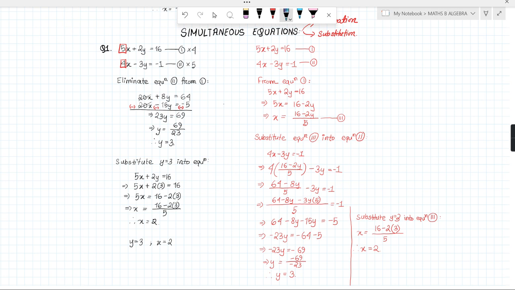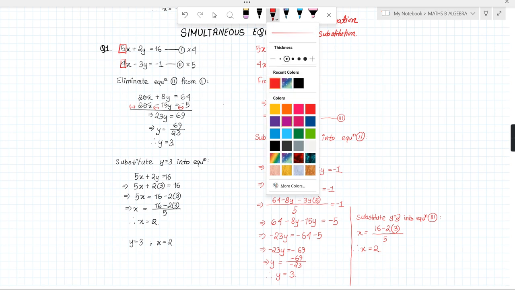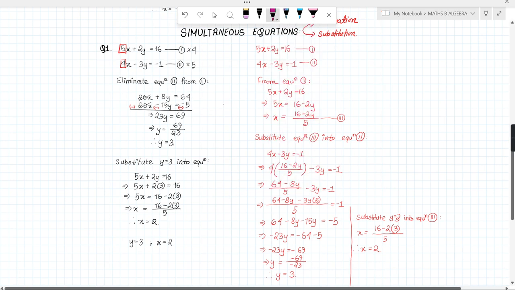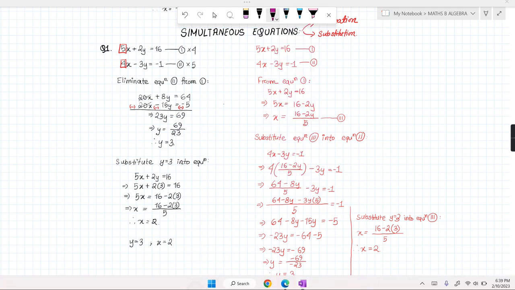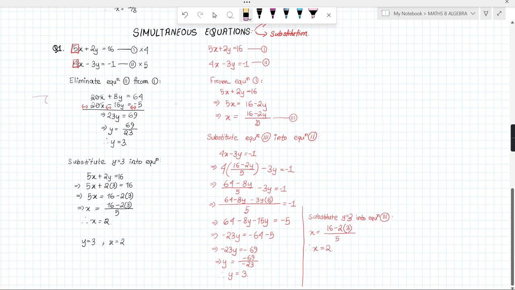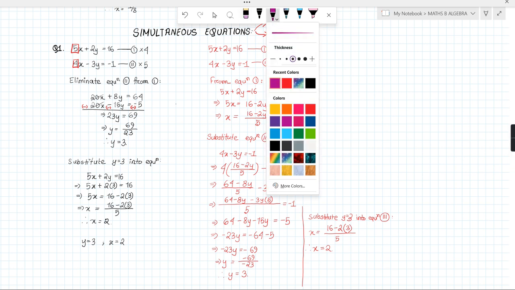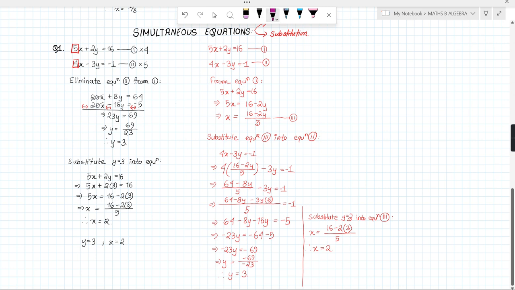Now let me write it down over here. This one is the elimination method. And this one is the substitution method.